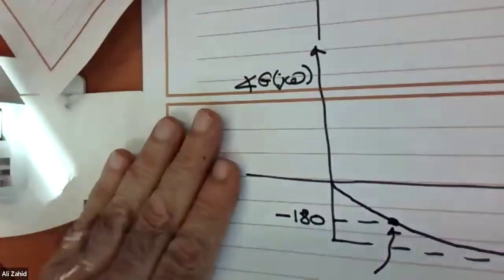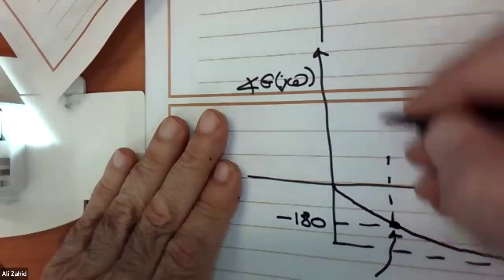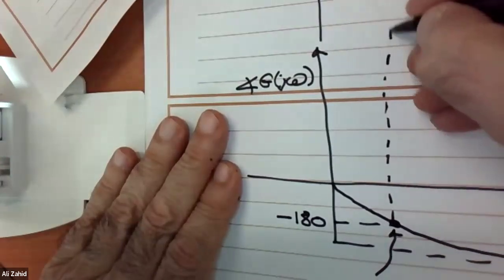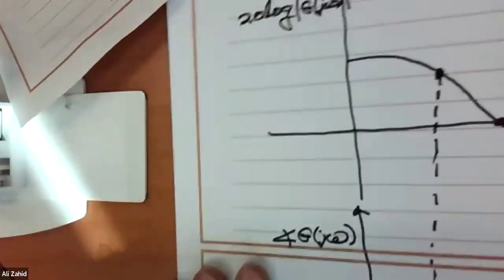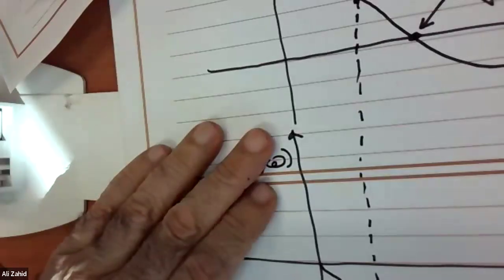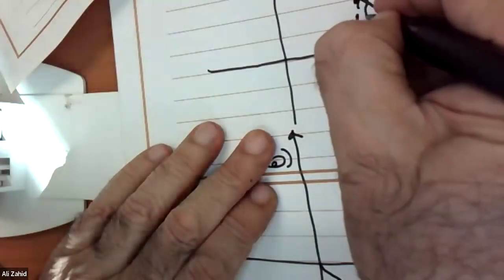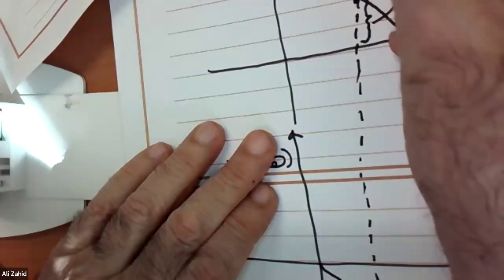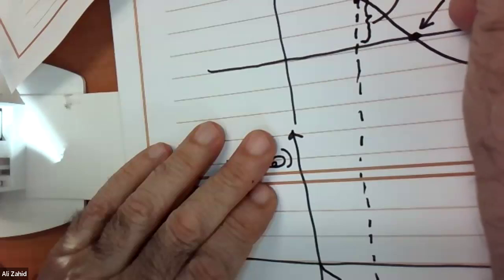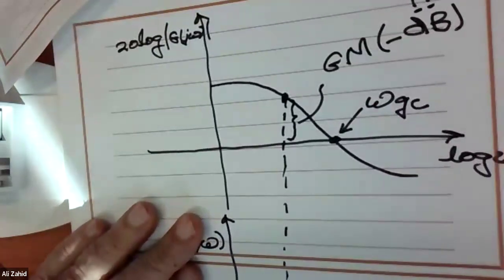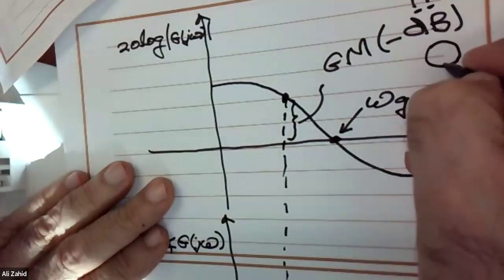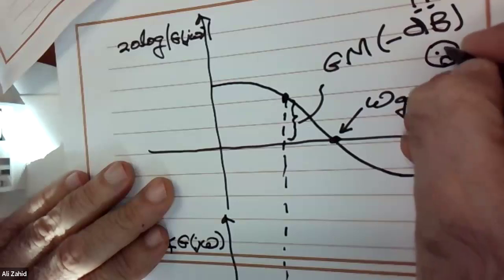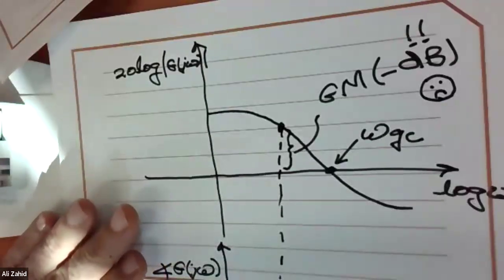But can you show it to me? If you sketch this, what is it? This is the gain margin, but it's in negative dB. Did you get it or not? Yeah. What does that mean? We're sad.